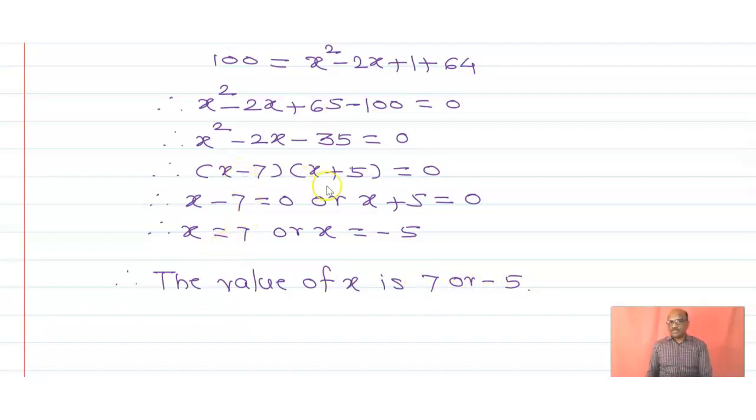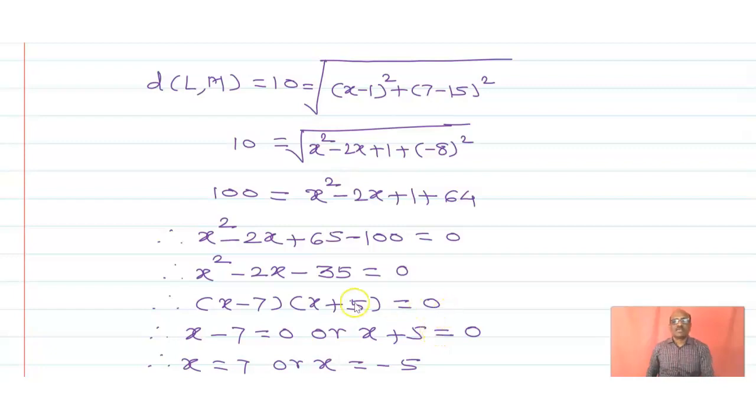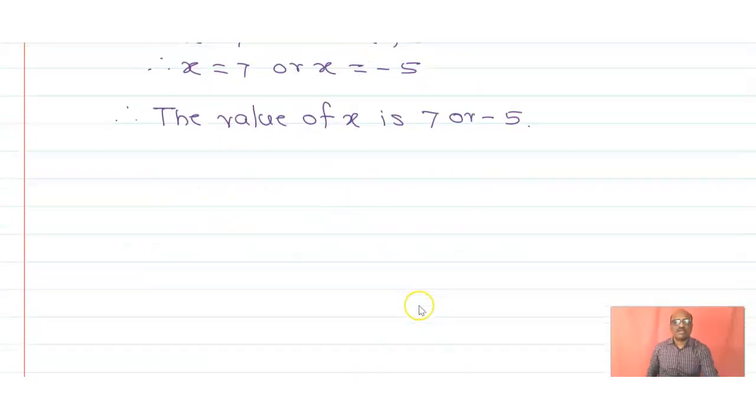Okay, now again you can see the distance between point L and point M. Okay, did we take it correctly or not? In the exam, this is what is important, that the points are taken correctly. Then the distance is 10, the square root of (x minus 1) whole square plus (7 minus 15) whole square. Squaring on both sides, 100 is equal to x square minus 2x plus 1 plus 64, so x square minus 2x plus 65 minus 100. And now factorize. The values are 7 and minus 5.